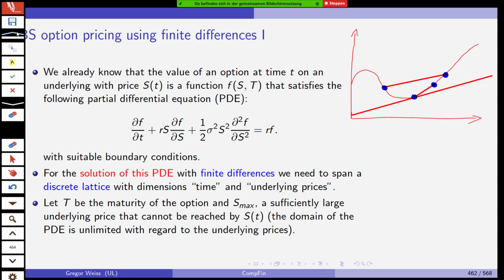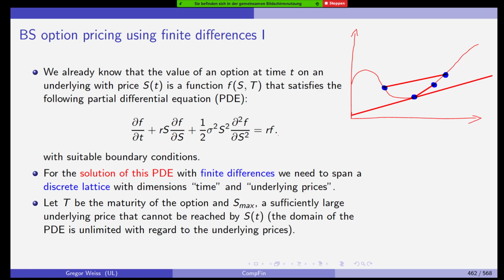Okay. So, as I just said in German, this is a very convenient way of solving a partial differential equation in a very nice way. And for the solution of this, we need to span a discrete lattice with dimensions time and underlying prices.